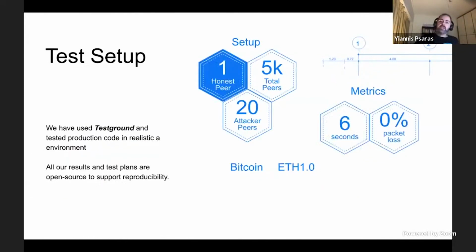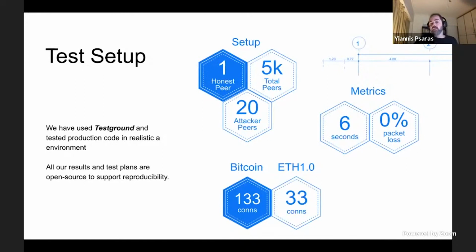So we used Testground, and we carried out a huge campaign of testing on AWS. We compared the protocol Gossipsub with Bitcoin and with Ethereum. Bitcoin is keeping 133 connections in total, inbound and outbound. I should mention that Bitcoin is using a flooding protocol that is propagating messages to all of those connections, and therefore it's on the side that introduces lots of traffic to the network.